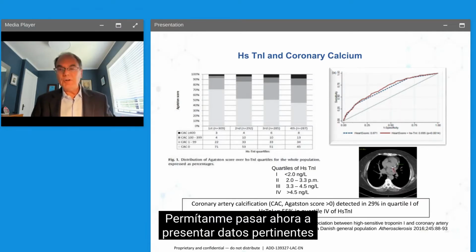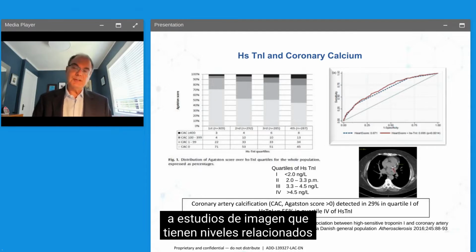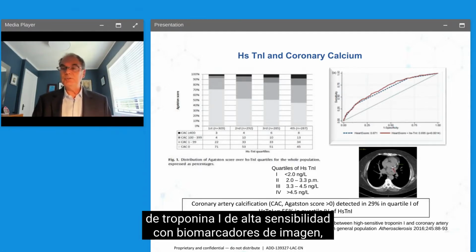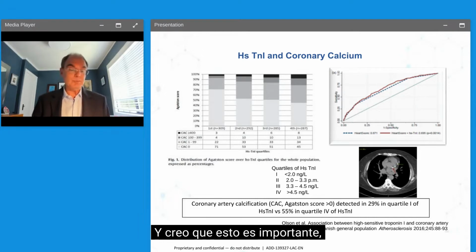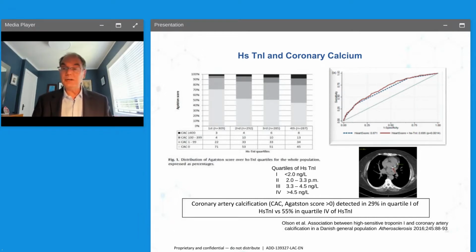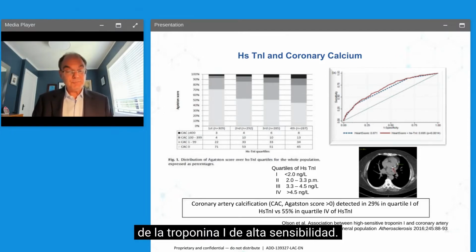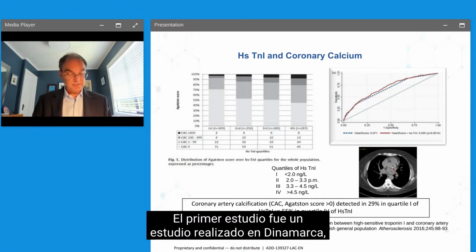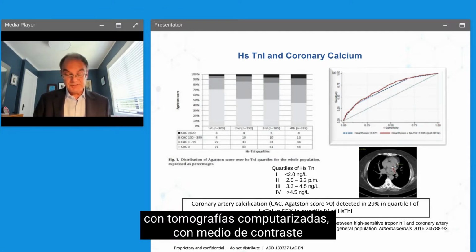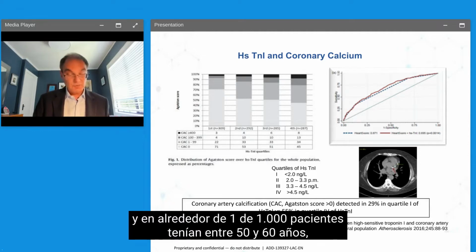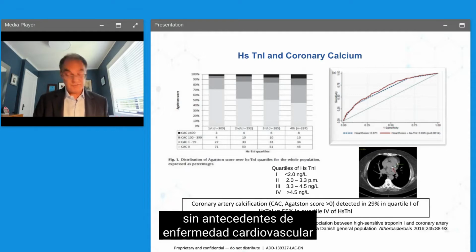Let me now move on to present data pertaining to imaging studies that have related levels of high-sensitivity troponin I with imaging biomarkers. And I think this is important because they speak to the cardiac specificity of high-sensitivity troponin I. So the first study was a study conducted in Denmark based on CT scans without contrast and in well over 1,000 patients who were 50 to 60 years old without a prior history of cardiovascular disease.